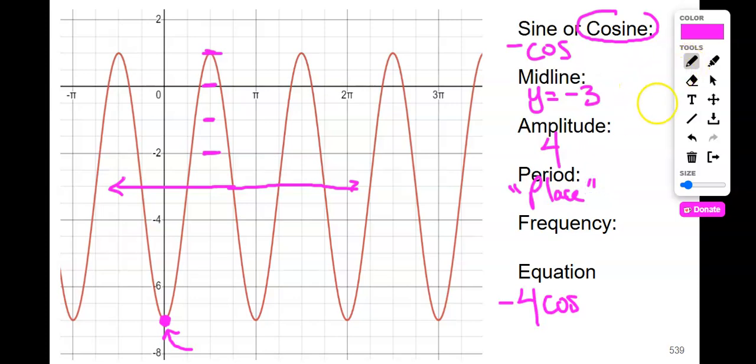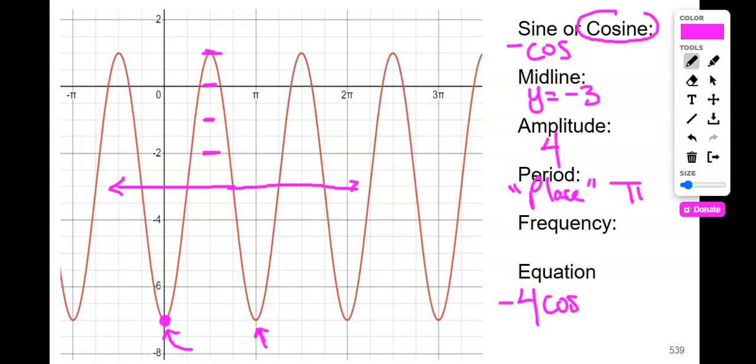To place it first repeats. So we're starting at the bottom. I'm going all the way to the top and back to the bottom. Bam. There's where I first repeat. Right there. Where am I at? I'm at pi. Place I first repeat. It's pi.